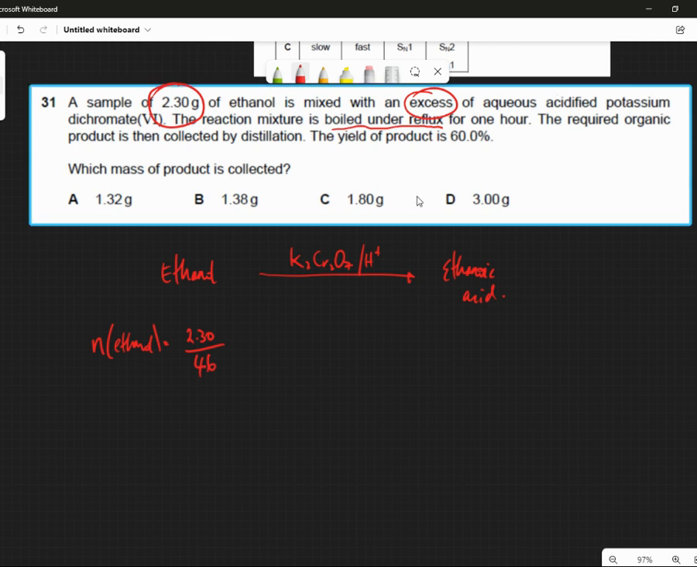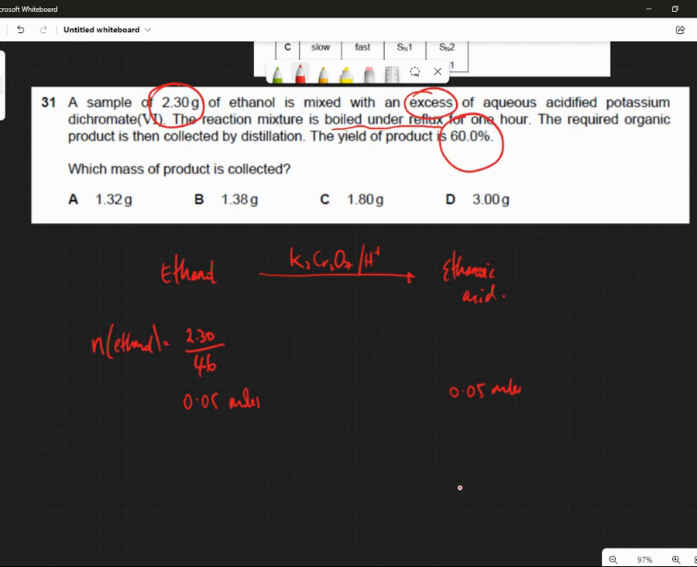All right. So I'm going to now find out the number of moles of ethanol, which is 2.3 divided by 46, and that's 0.05. So we get 0.05 moles of that, and we should get 0.05 moles of that. Moles and moles. But according to the question, we don't get 0.05 moles of ethanoic acid. We only get 60% of that. So we get 0.05 moles times 60%. That's the number of moles of ethanoic acid we get.